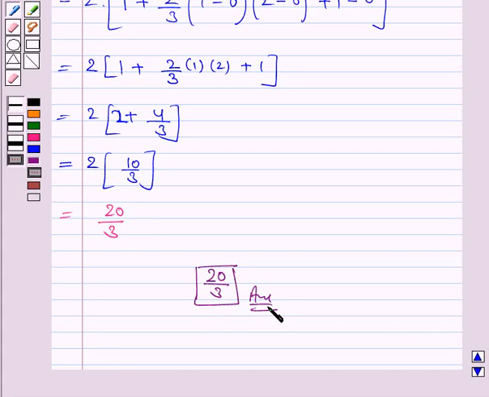So this completes the question. Do write all the formulae you use and take care of your calculations.